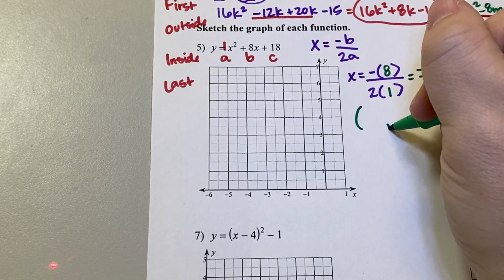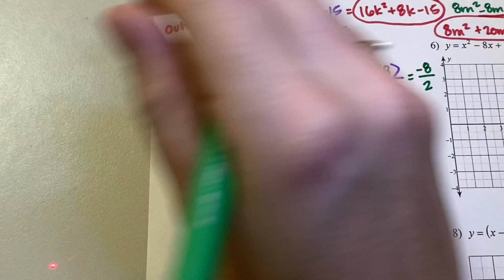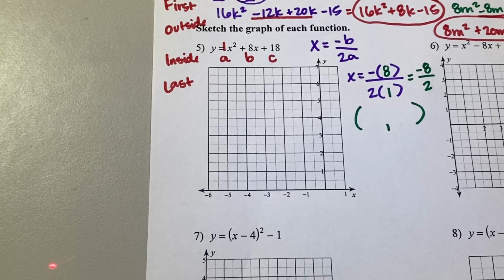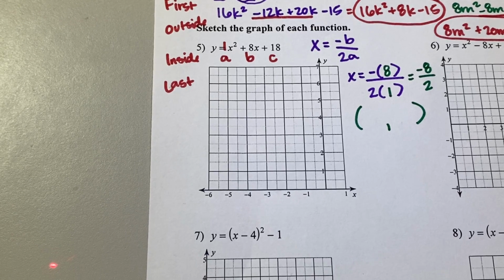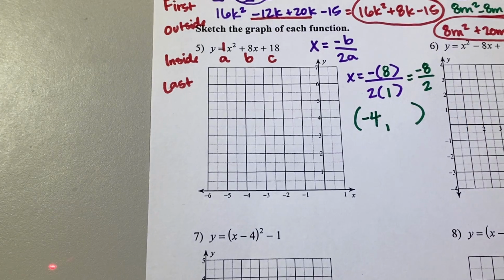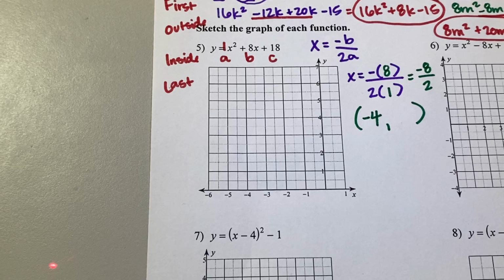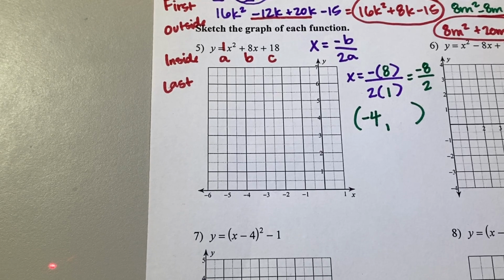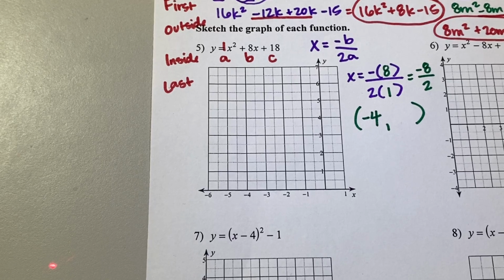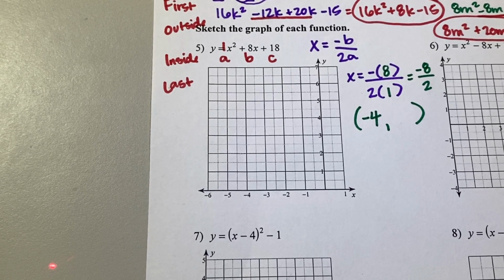What is the x part of my vertex? Negative 8 divided by positive 2. Kaylee? Negative 4. Good job. So negative 4 is the x part of my vertex. And you're like, what in the heck's a vertex? It'll make sense in just a second.